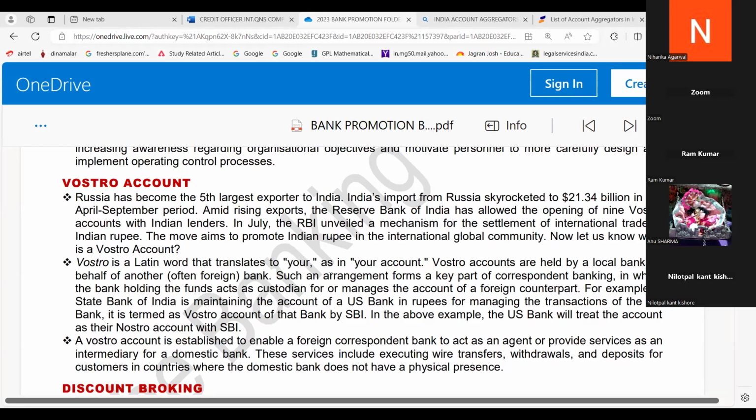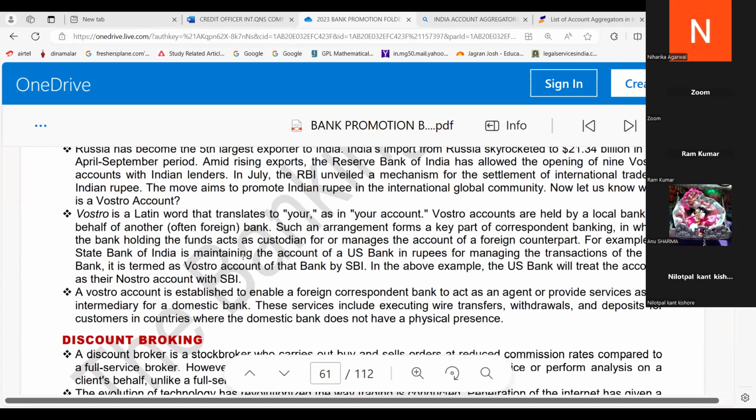For example, if State Bank of India is maintaining the account of US bank in rupees for managing the transactions of US bank, it is termed as Vostro account of that bank by SBI. In the above example, the US bank will treat the account as their Nostro account with SBI. The Vostro account is established to enable a foreign correspondent bank to act as an agent or provide services as an intermediary for a domestic bank. These services include executing wire transfers, withdrawals, and deposit for customers in countries where the domestic bank does not have a physical presence.